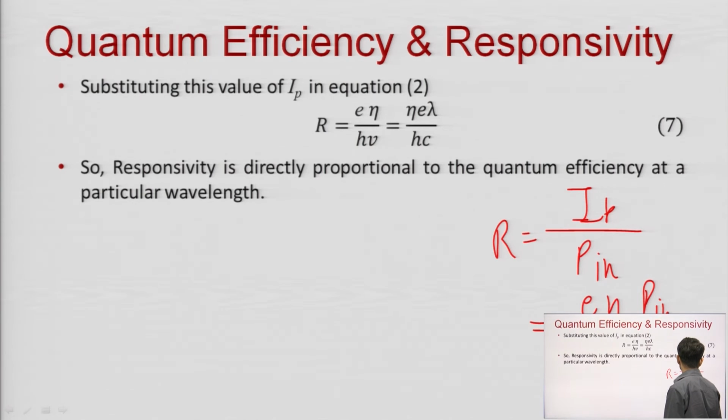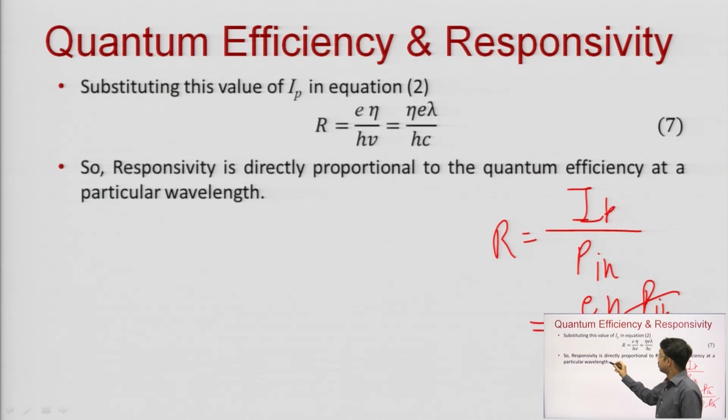upon h nu into P in. So, P in cancel out and we get E eta upon h nu, and nu we can replace by C by lambda. So, this is eta E lambda upon h c.